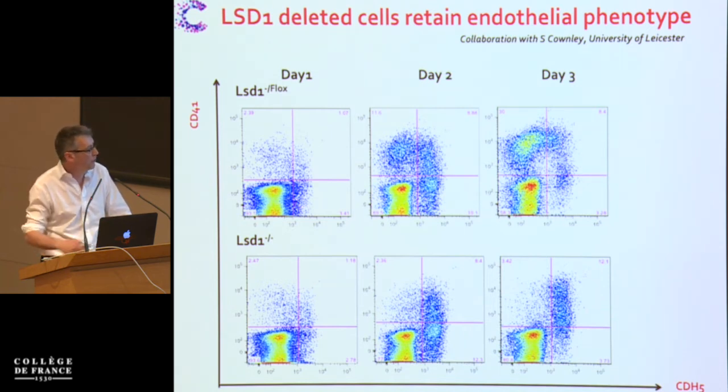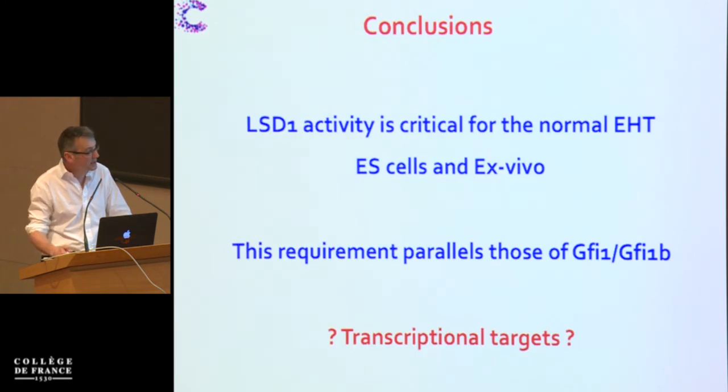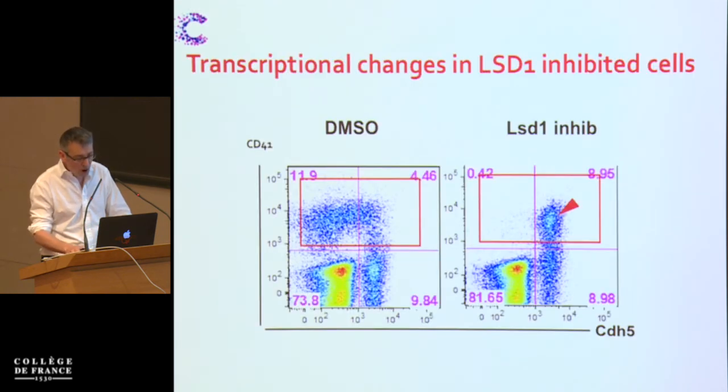If you do this, inducing the deletion of LSD1, you block this transition. So really indicating that LSD1 is required for this transition. So what are the genes targeted by this?